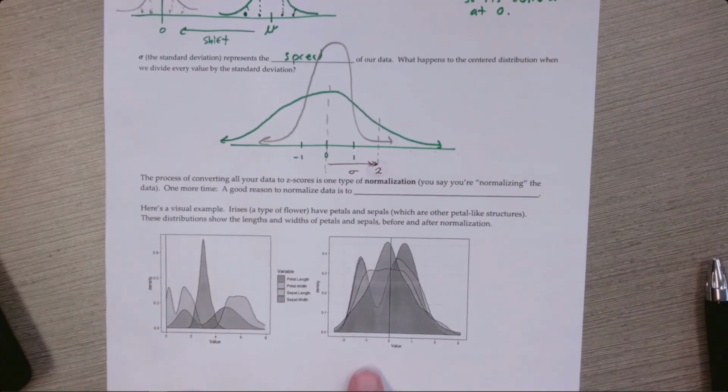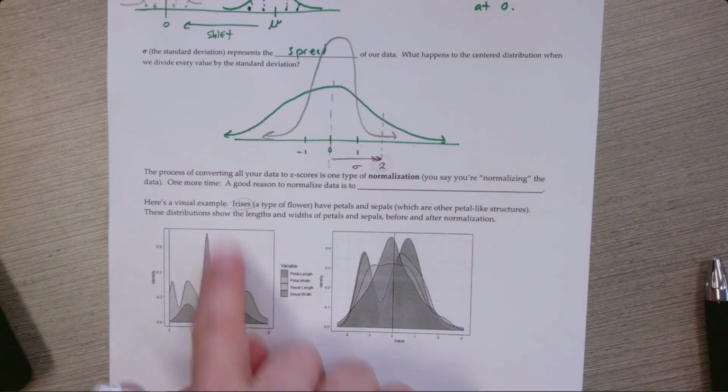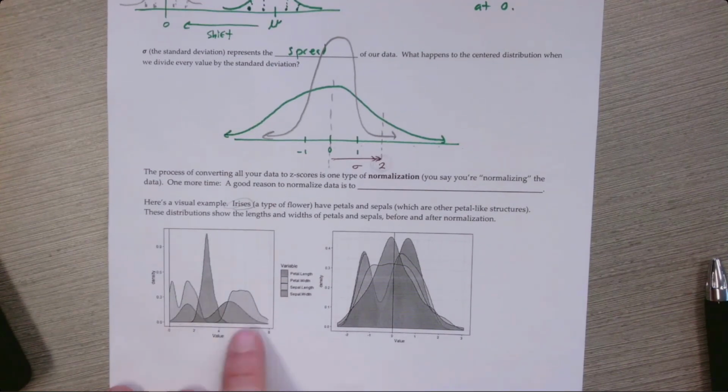So here's just an illustrative example. The type of flower called the iris, they've got petals, and they also have other things that are sort of like petals called sepals, and they all have lengths and widths. I know there's no color coding here, but you can see several different distributions for the lengths and the widths of petals and sepals for irises. And you can see here, this is bimodal data, this is unimodal, but it's got a small spread. This is unimodal, but it's got a larger spread.